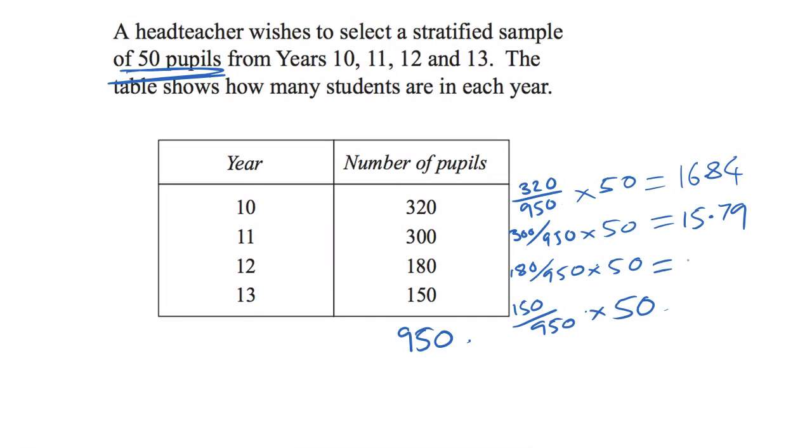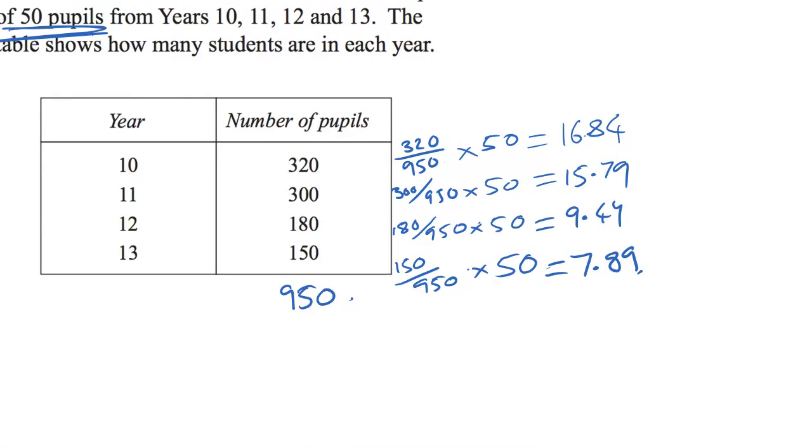180 over 950 times 50 is 9.47. And then that last one is 7.89. Now, what you will find if you added these values up and you did it precisely without any rounding errors, then this would come to 50.